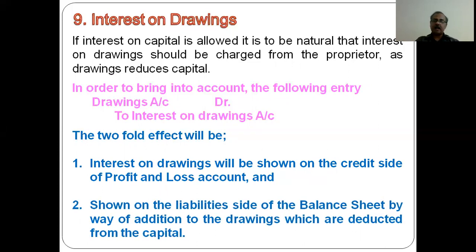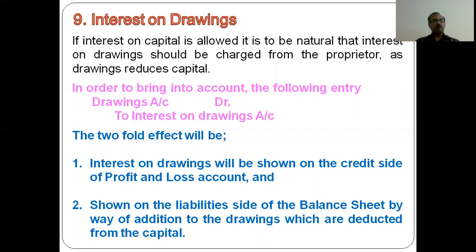The second effect is that interest on drawings will be showing on the liability side of the balance sheet by way of deduction from capital. So interest on drawings will be deducted from capital. Whenever there is drawings, we add this interest on drawings to the drawings, and the total, that means drawings plus interest on drawings, these two figures will be deducted from capital.